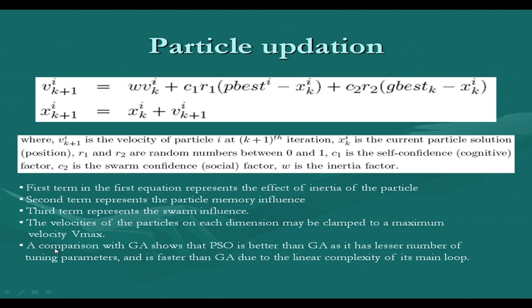Okay. If you compare the genetic algorithm with PSO, it is generally seen that PSO has a lesser number of tuning parameters, and it is also faster than GA, because the main loop just goes over the number of generations and the number of particles. So the complexity is less, and it has been seen that in many optimization problems, particle swarm optimization gives better results than genetic algorithm based approaches.